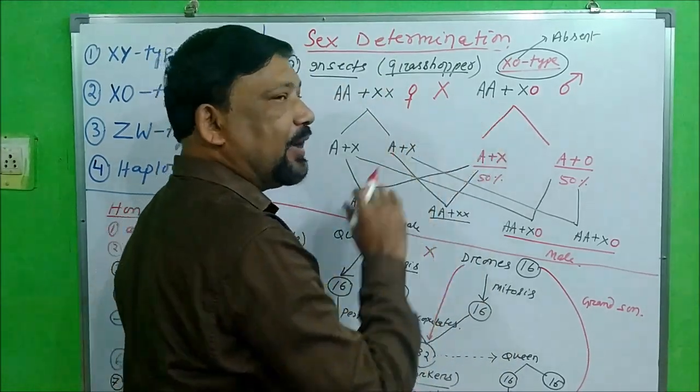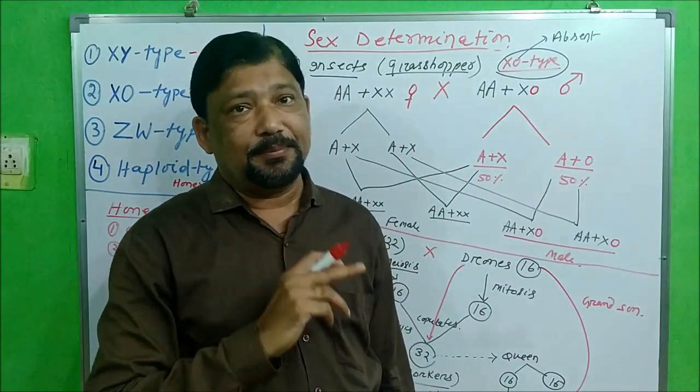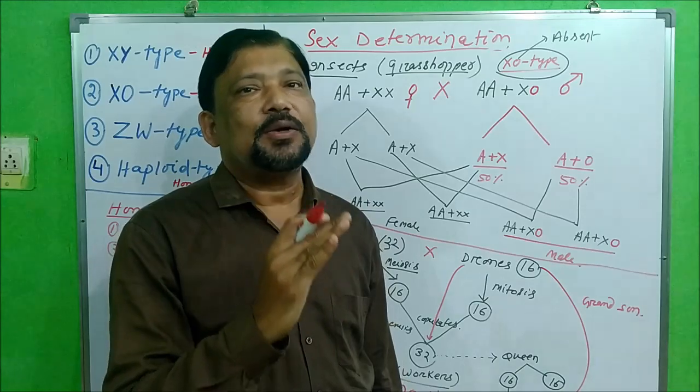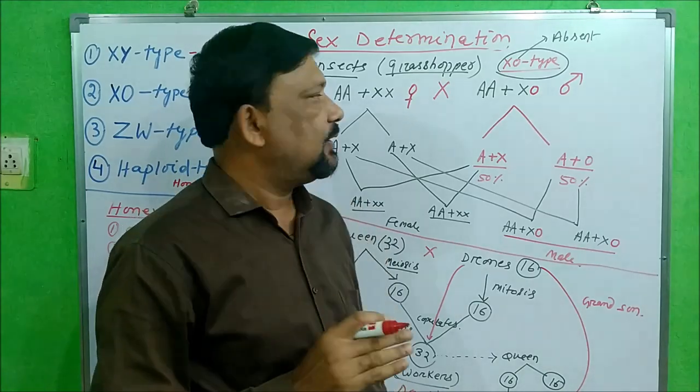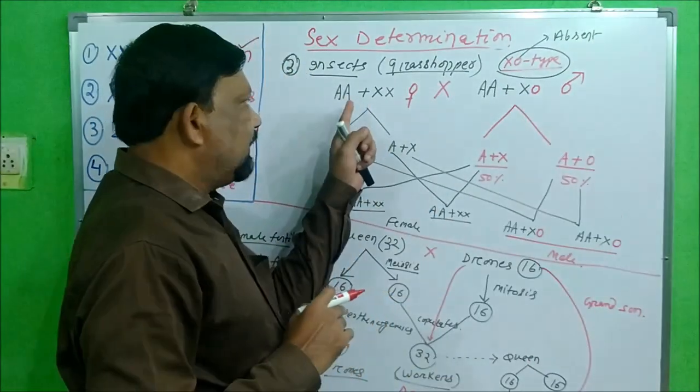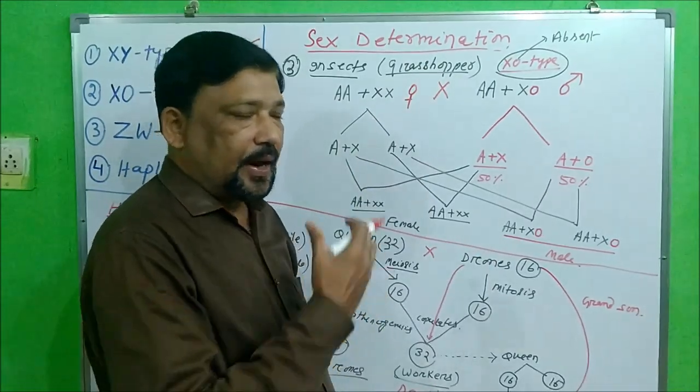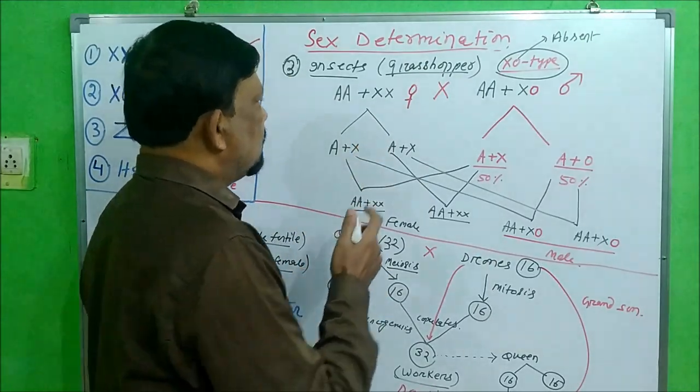So there is an imbalance in the number of chromosomes in male and female. One chromosome is fewer in male in comparison to female in grasshopper. And let's see what happens.